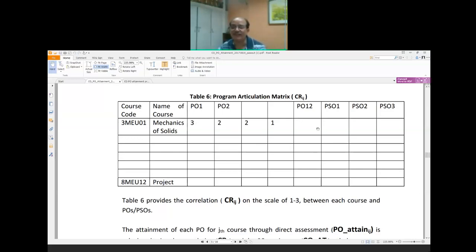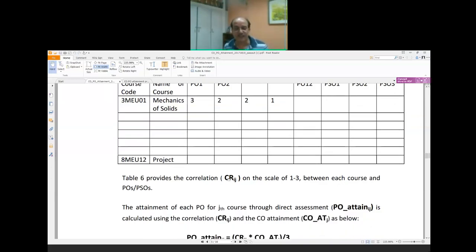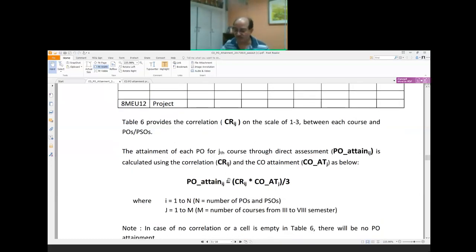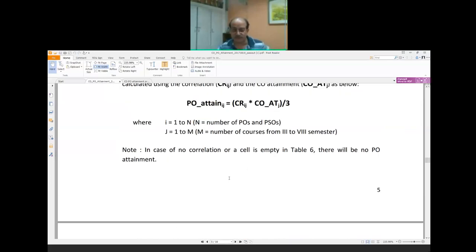Again, I'll repeat, while you make this program articulation matrix, you have to be very clear: there can't be one course which will have a correlation with all the 12 POs. That's another thing I would like to add. There can't be any program which doesn't meet one of the POs. In case I have a program where one of the POs has no mapping, that means this particular program curriculum is not as per the expectations of the NBA.